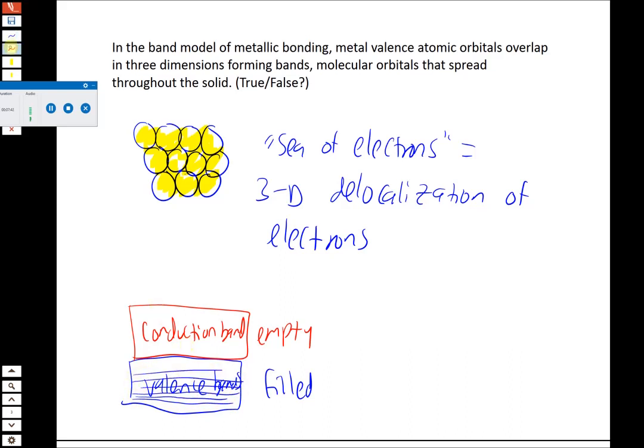And then the conduction band, same thing. You have a lot of energy levels all close to each other. So you get these bands of molecular orbitals that are either filled or unfilled, and that's what we refer to as the band theory or the band structure for extended solids. So this one, then, the answer would be true because everything that's stated here is a correct description of how metallic bonding works.